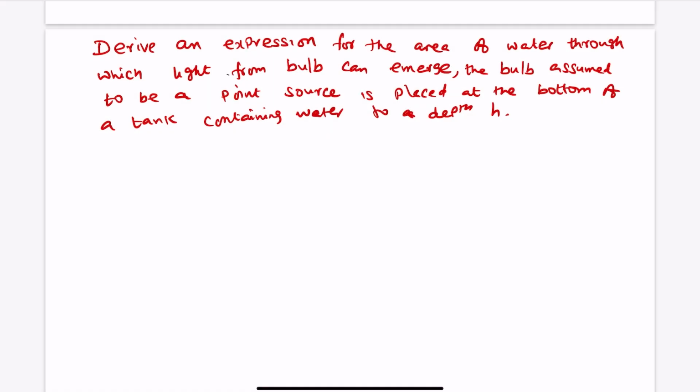A board question in ray optics. Question: derive an expression for the area of water through which light from a bulb can emerge. The bulb, assumed to be a point source, is placed at the bottom of a tank containing water to a depth h.